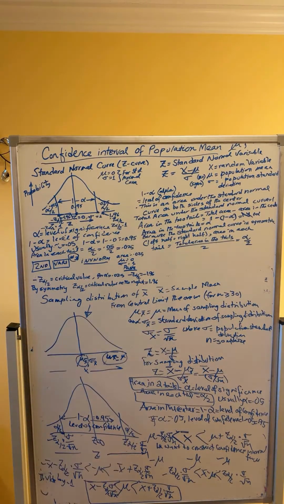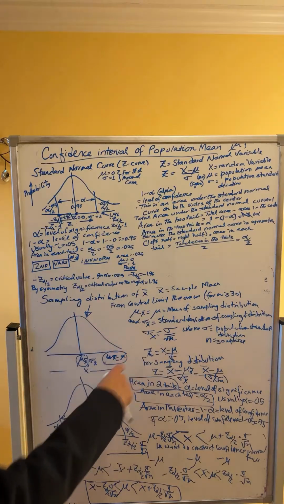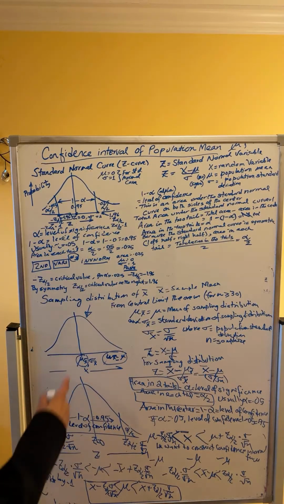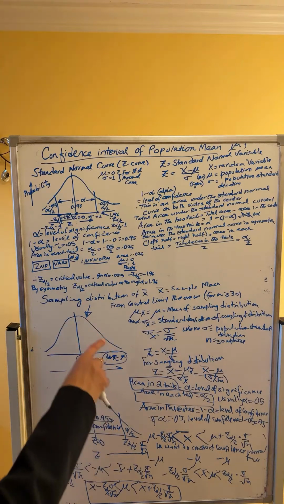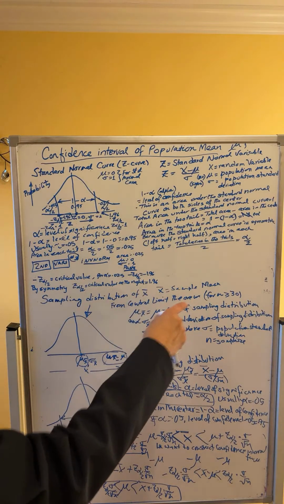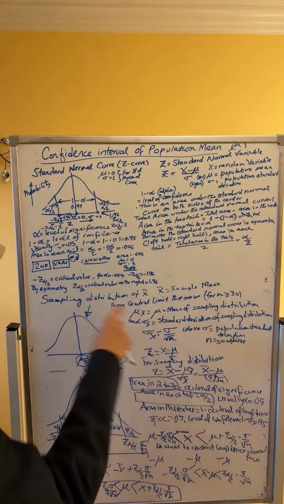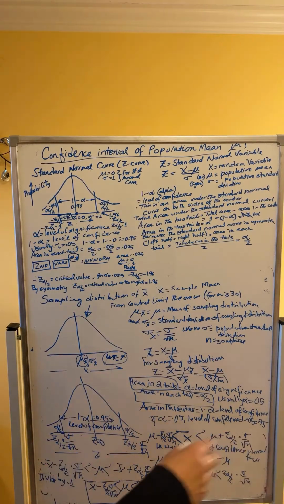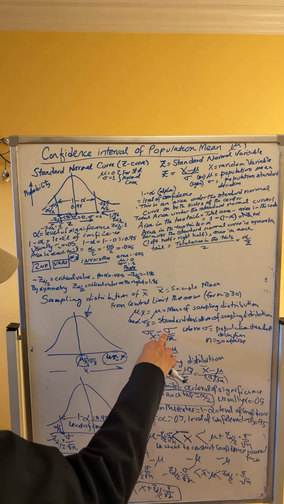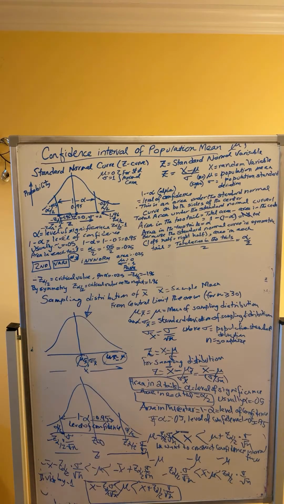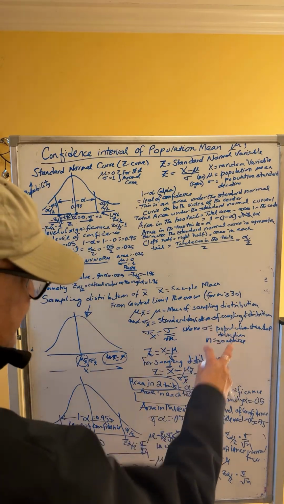Now we are going to talk about the sampling distribution of x bar, which is a bell-shaped curve. Its center is mu x bar, and on the horizontal axis the standard deviation is sigma x bar. From the central limit theorem, if we have n greater or equal to 30, then mu x bar is equal to the mean of the population. But sigma x bar, the standard deviation of the sampling distribution, is sigma, the population standard deviation, divided by square root of n. What is n?